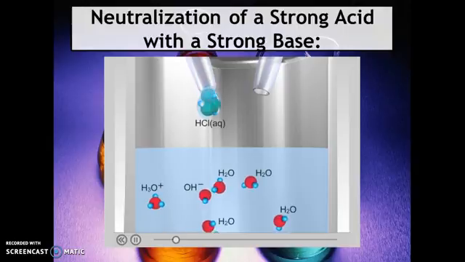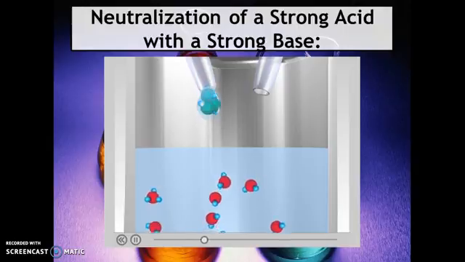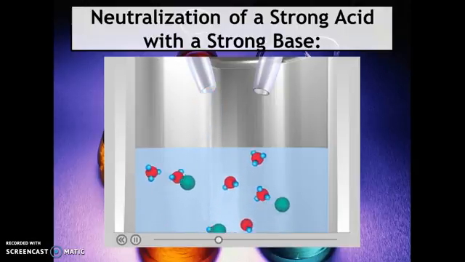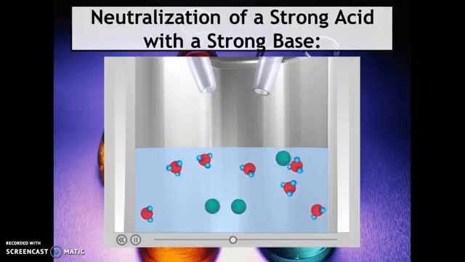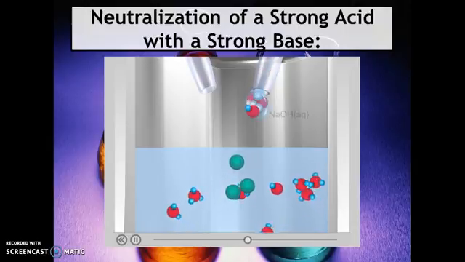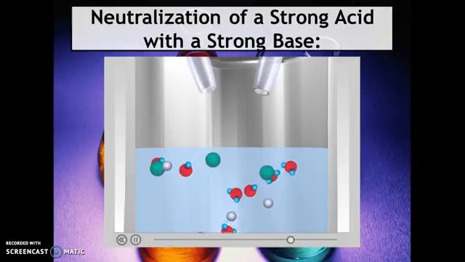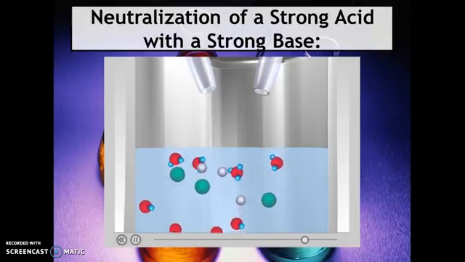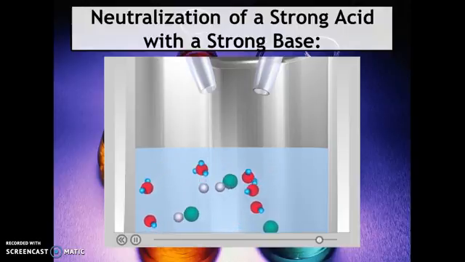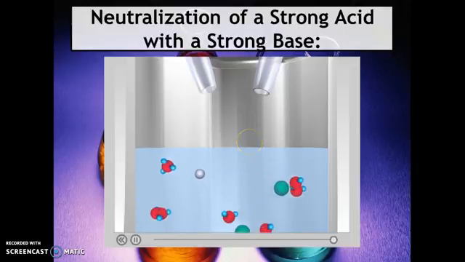Hydrochloric acid is a strong acid that completely dissociates to form H+ and chloride ion in solution. The H+ ion is rapidly solvated by water, forming the hydronium ion as shown. The hydronium ion reacts with the hydroxide ion from the dissociated strong base sodium hydroxide to form water. In this neutralization reaction, sodium and chloride are spectator ions that do not participate in the reaction.